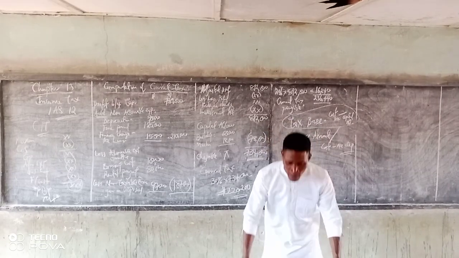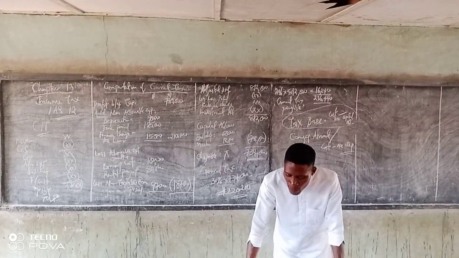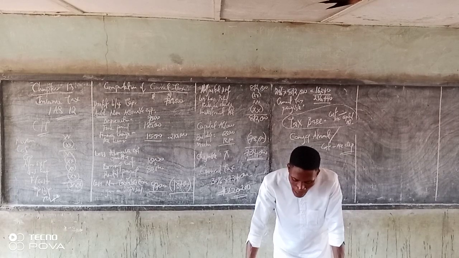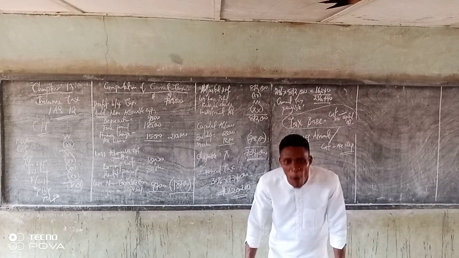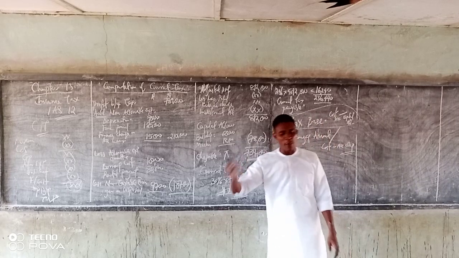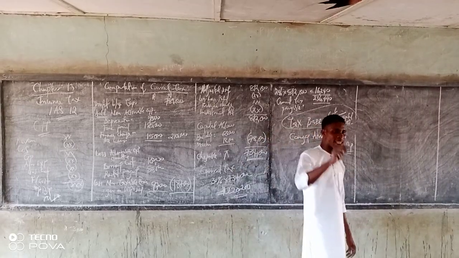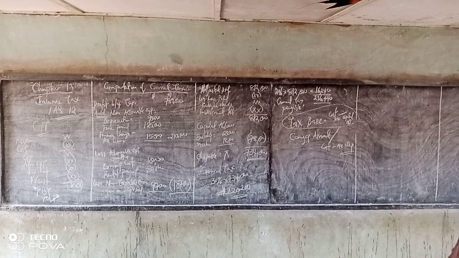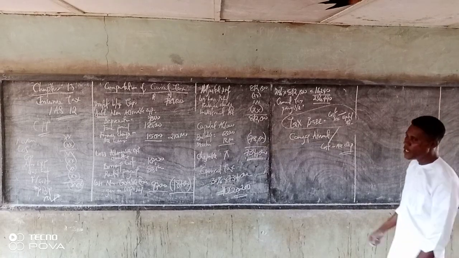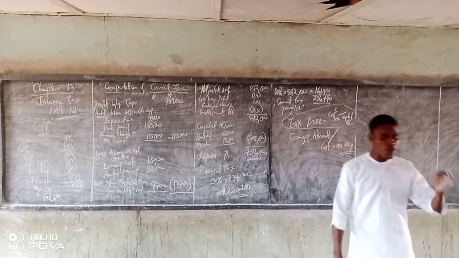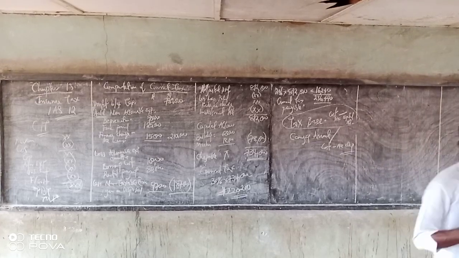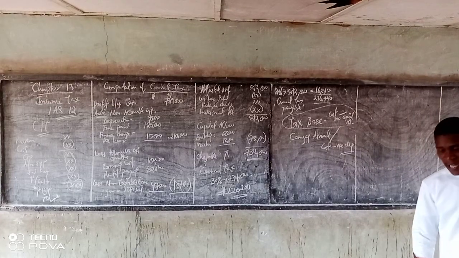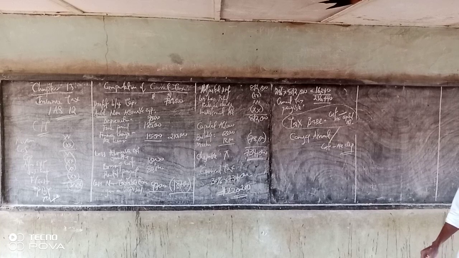Tax base of an asset or liability is the amount attributable to that asset or liability for what? For tax purpose. The amount attributable to that asset or liability for the purpose of tax. That's what we call tax base. So mathematically, it is the cost of the asset minus what? Accumulated capital allowance. That's the tax base.